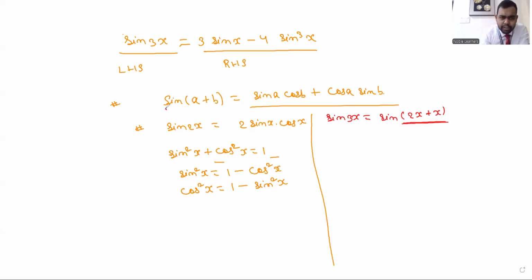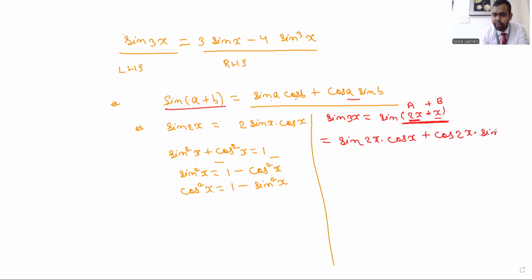Now, if you compare with this formula, this is like sine (A plus B). You know the formula: sine A cosine B plus cosine A sine B. So the same thing I'm going to do. Sine A means I'm going to write sine 2x over there, because A is 2x and my B is x. And cosine B, that means cosine x, then a plus sign, then cosine A, so cosine 2x again, because A is this part. And then B, that is sine B, so sine x I'm going to write.